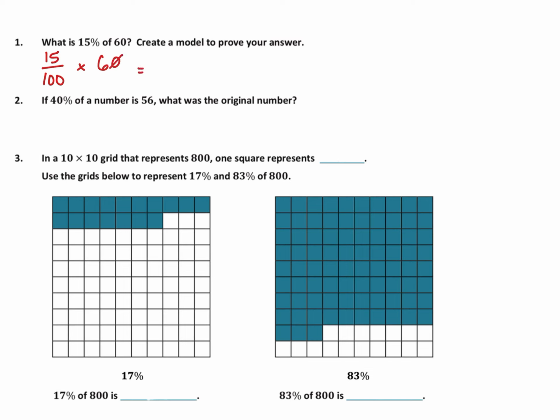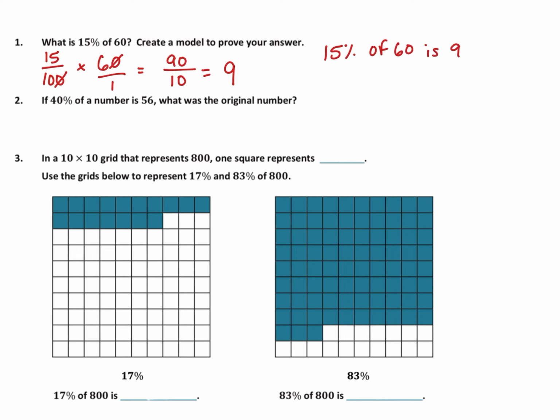100 and 60 both have a factor of 10 in common. And 6 times 15 is 90. But then we have 10 times 1 on the bottom, which is 10. And 90 divided by 10 is 9. So 15% of 60 is 9.